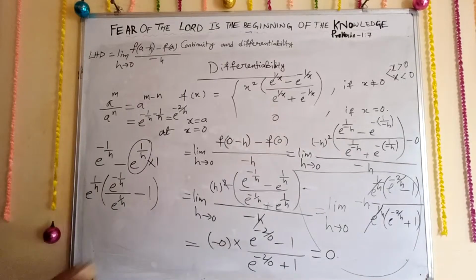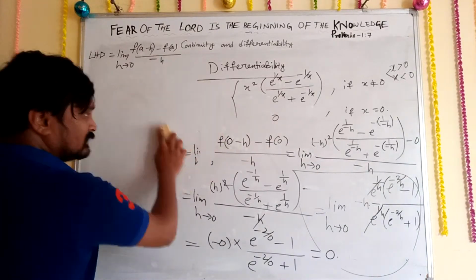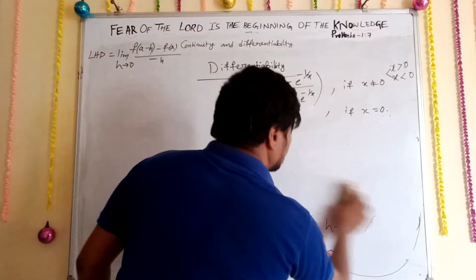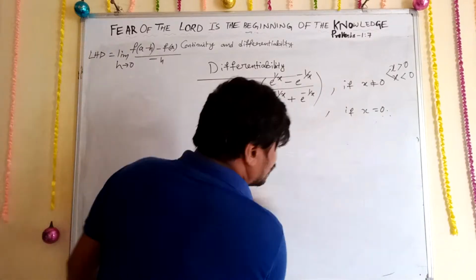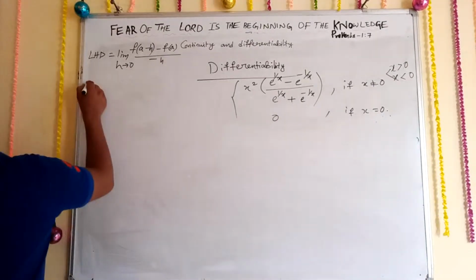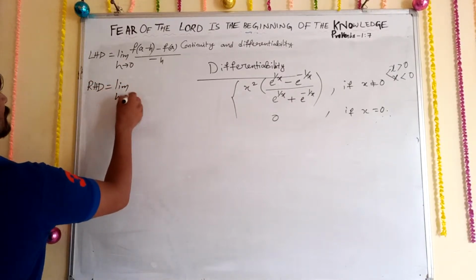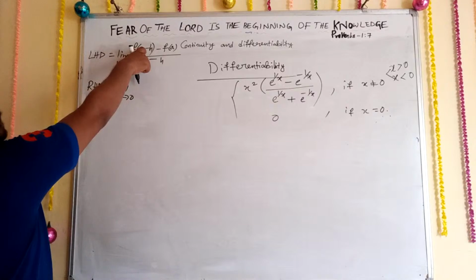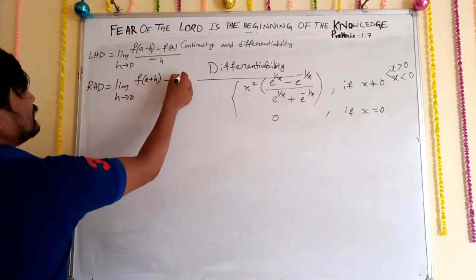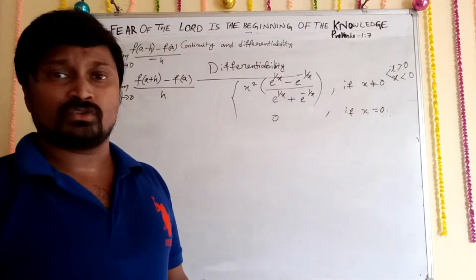Okay. Now we go for another one. Same function. Go for the right hand derivative. Left hand we got as 0. Now the right hand derivative we need to go. So let me go for the right hand derivative. Same formula, but here where there is minus, we need to write plus. So f of a plus h minus f of a upon h. Okay, this you need to remember.